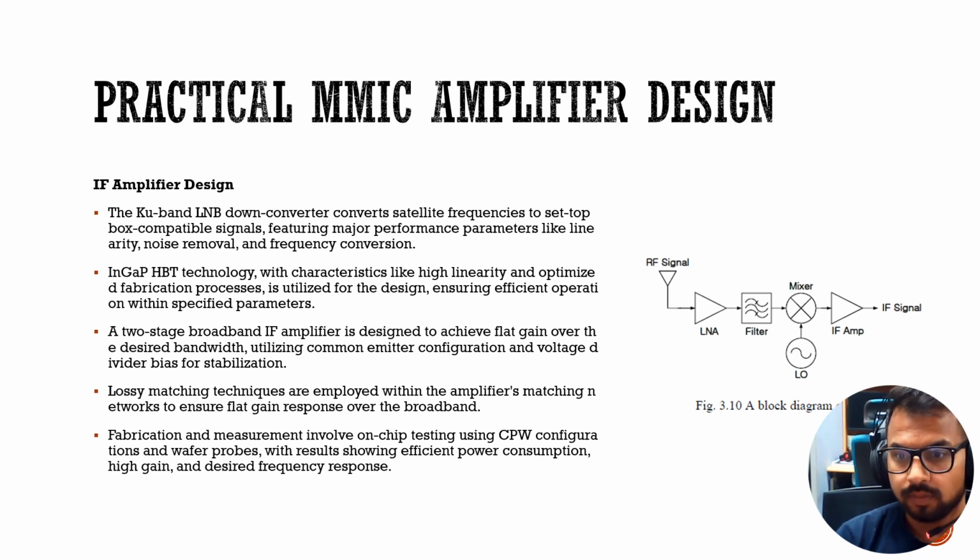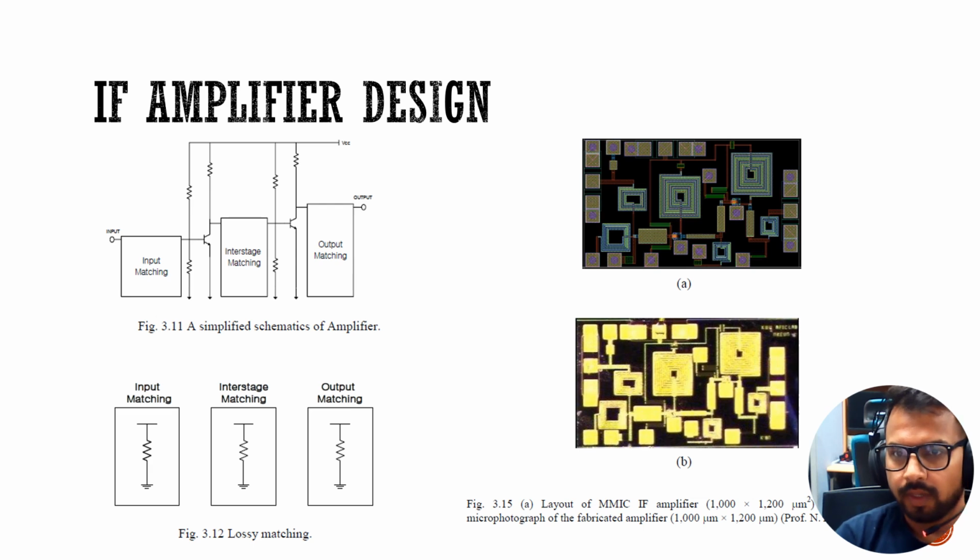Fabrication and measurement involve on-chip testing using a CPW configuration and wafer probes, with results showing efficient power consumption, high gain, and the desired frequency responses. So here are a few examples of IF amplifier designs. You can see the images. First is a simplified schematic of the amplifier, where input matching, inter-stage matching, and output matching are given. Another is lossy matching, which has no connections between input matching, inter-stage matching, and output matching.